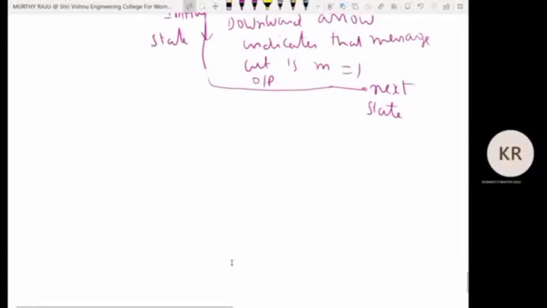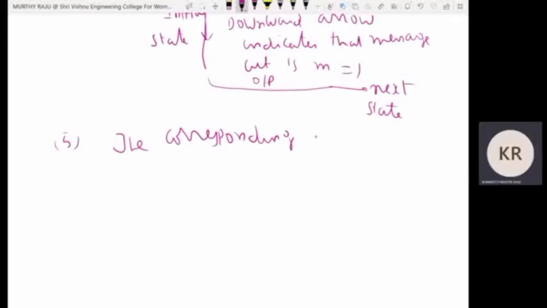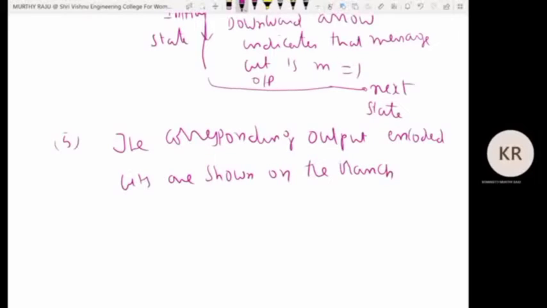Fifth point. The corresponding output encoded bits are shown on the branch of the tree. This is the branch.